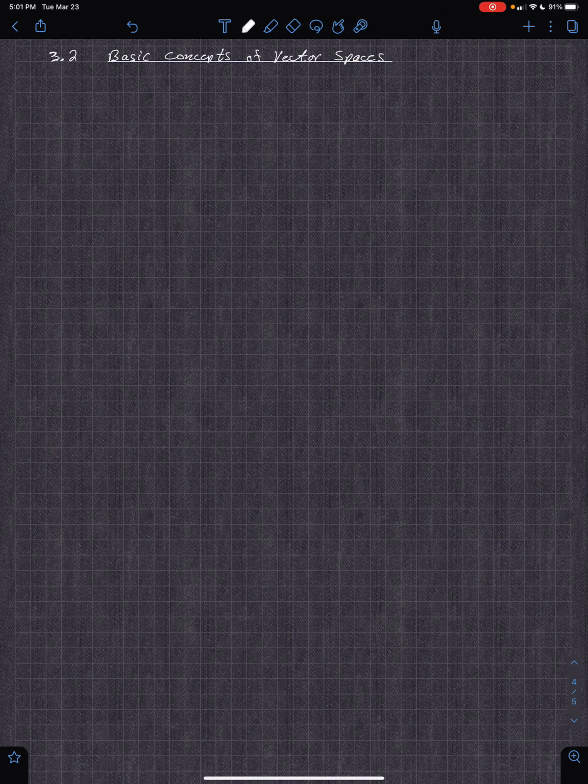Moving on to 3.2, titled Basic Concepts of Vector Spaces. So just more stuff on vector spaces, moving on to mimic what we've done in the previous sections and chapters using just Rn concepts. And now we're in the more general idea of a vector space. So first, guess what? We're going to look at subspaces.